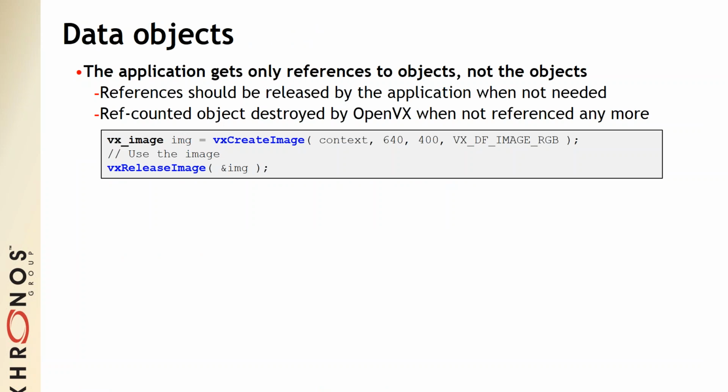Data objects. OpenVX uses opaque data objects to represent various kinds of data used in computer vision. As mentioned earlier, they include images, image pyramids, arrays, scalars, distributions, convolutions, etc. There are three important features of these data objects. The first one is that the application gets only a reference to objects, not the actual objects. These references should be released when the application doesn't need them anymore. The objects are reference counted, and OpenVX destroys an object when it is not needed anymore, so the actual destruction may happen later than the release call.